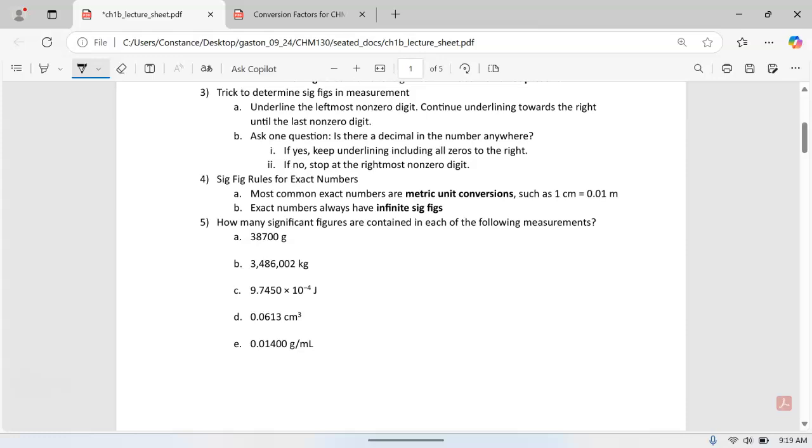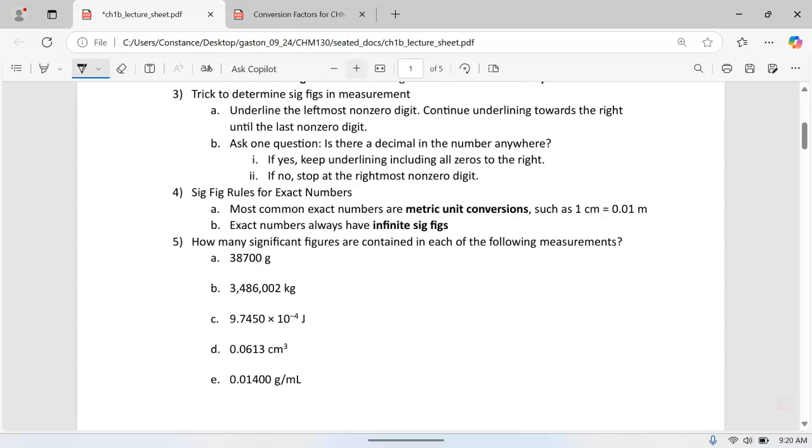Is there a decimal present in the number anywhere? If there is, then we're going to keep underlining and include all the zeros to the right of the non-zero digit. If not, we're going to stop at the rightmost non-zero digit. So what does all this mean? Well, we're going to practice some examples here.